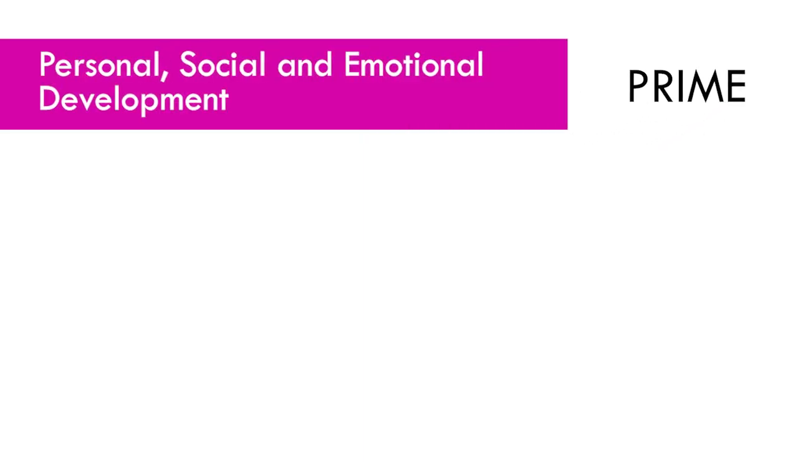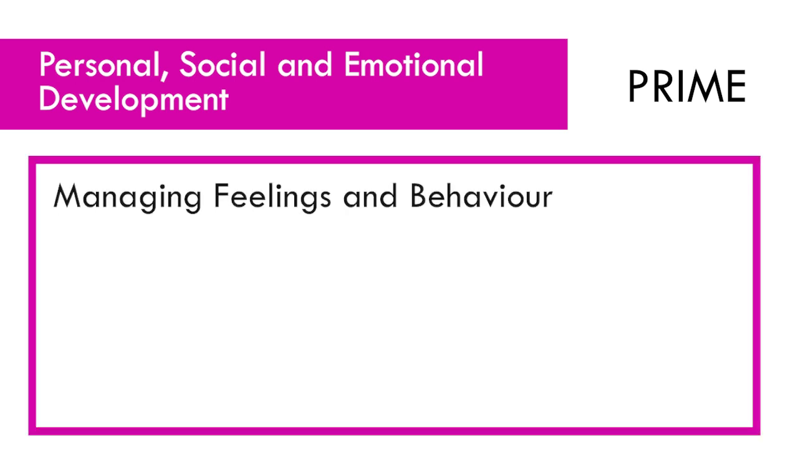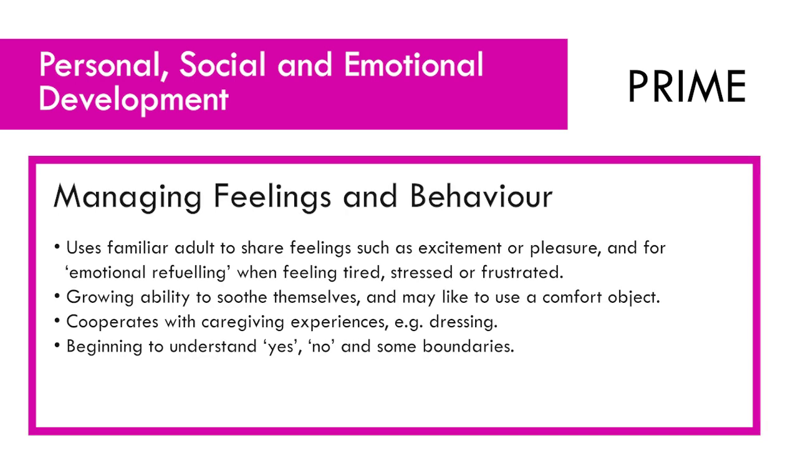Personal, social and emotional development, managing feelings and behaviour. Uses familiar adult to share feelings such as excitement or pleasure and for emotional refuelling when feeling tired, stressed or frustrated. Growing ability to soothe themselves and may like to use a comfort object. Cooperates with caregiving experiences, for example, dressing. Beginning to understand yes, no and some boundaries.